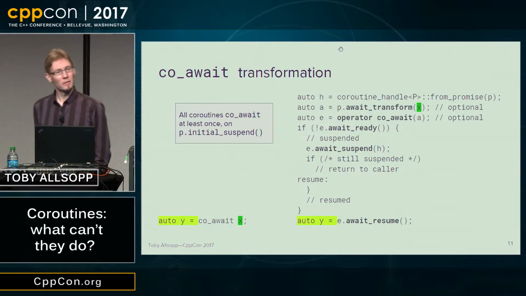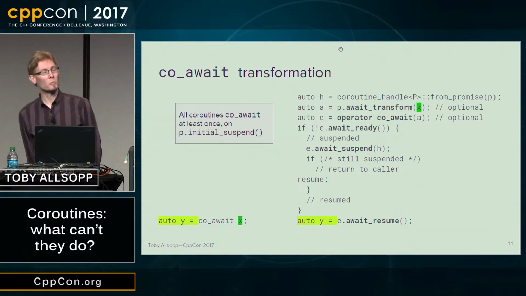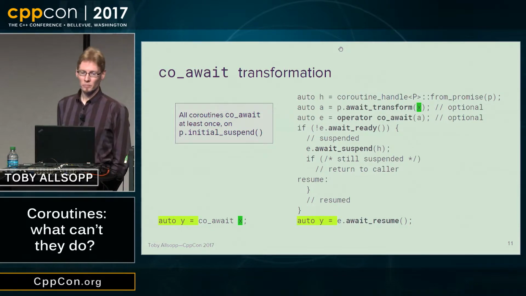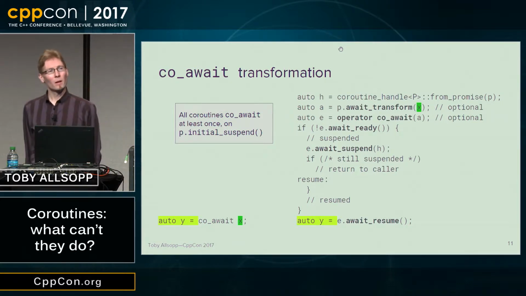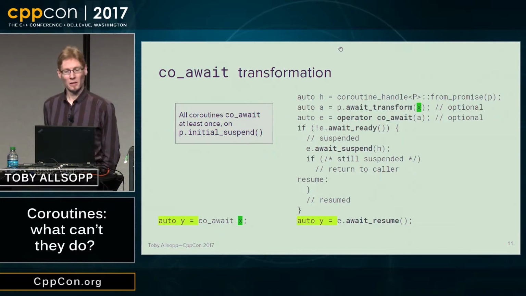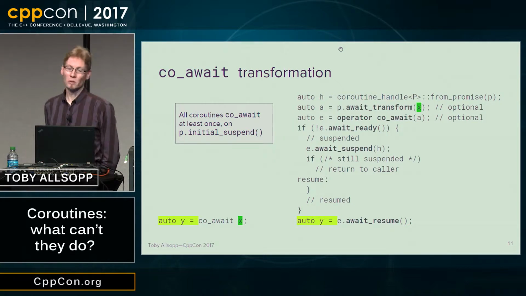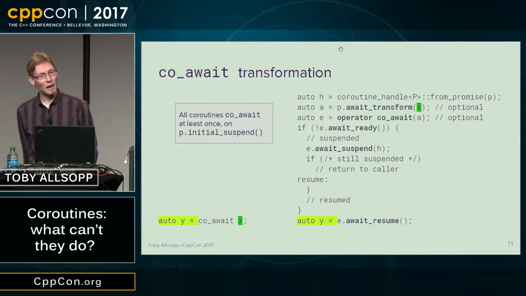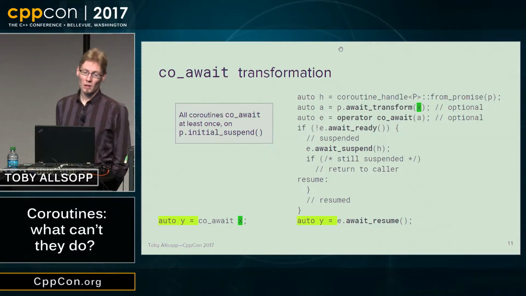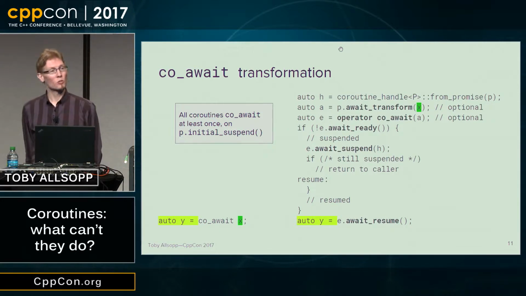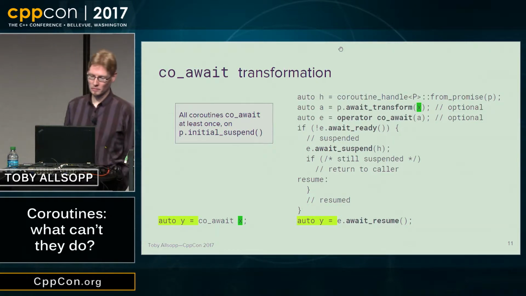After that, if the coroutine is still suspended, then control goes back to the caller. And then once the caller resumes the coroutine, control comes back here at that resume label, and then the coroutine is considered resumed. After all that's happened, the awaitable gets a chance to supply the result of the co-await expression via await_resume.